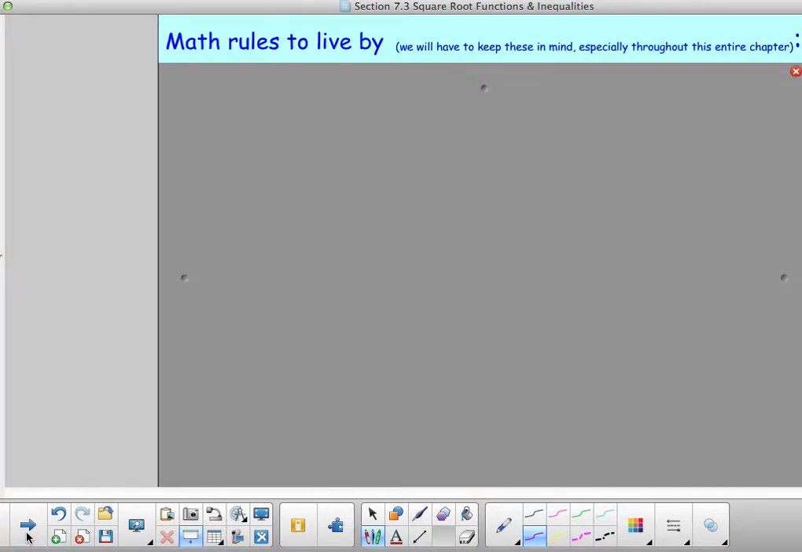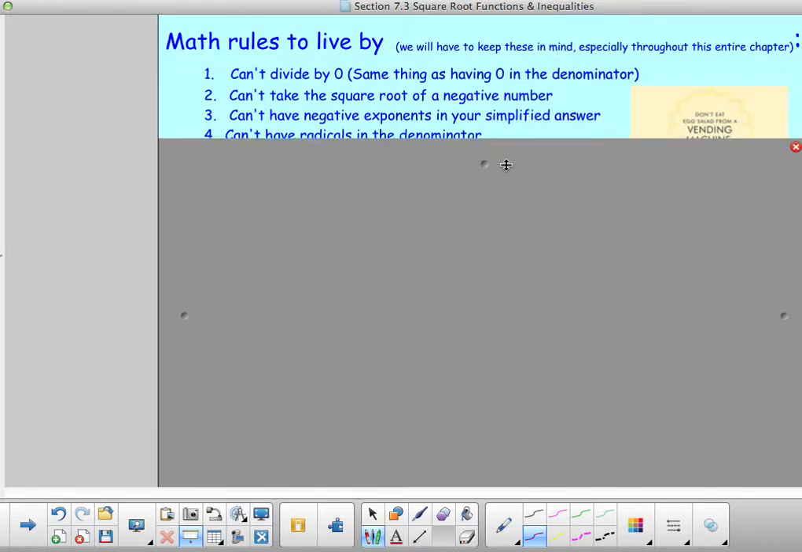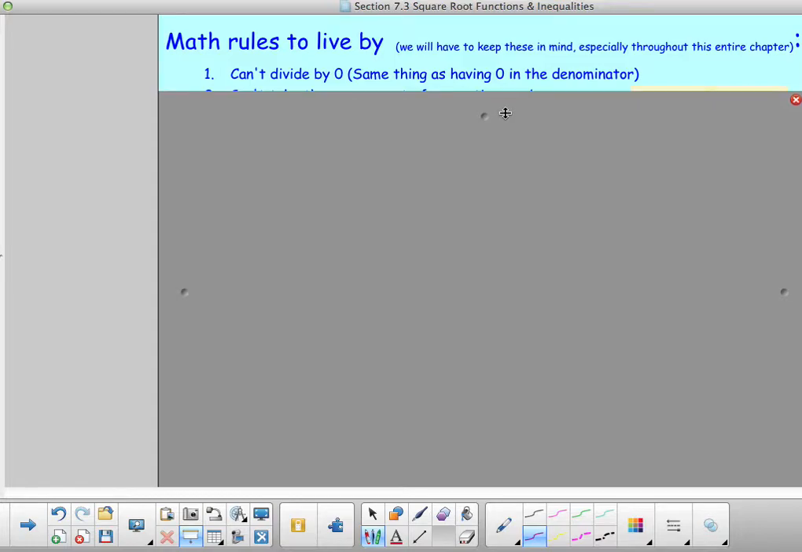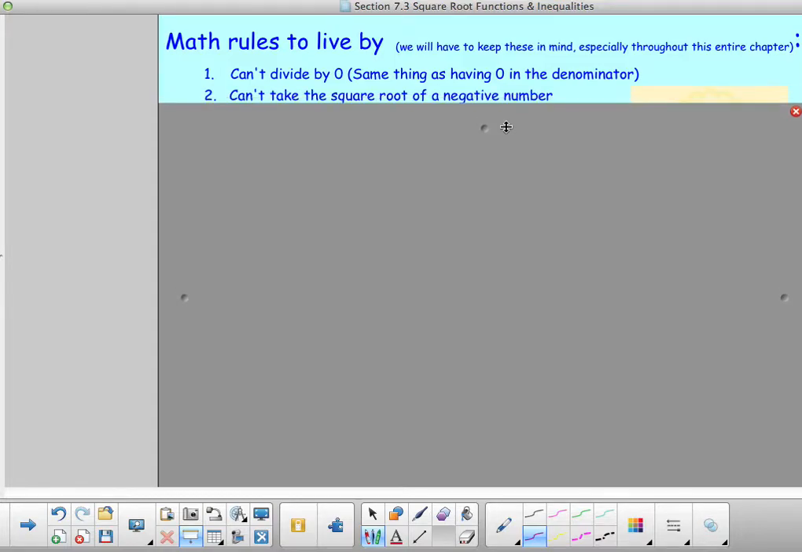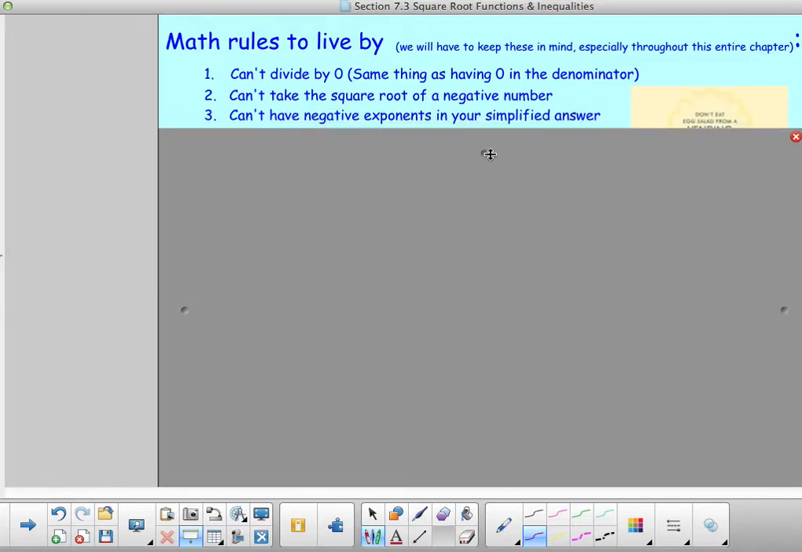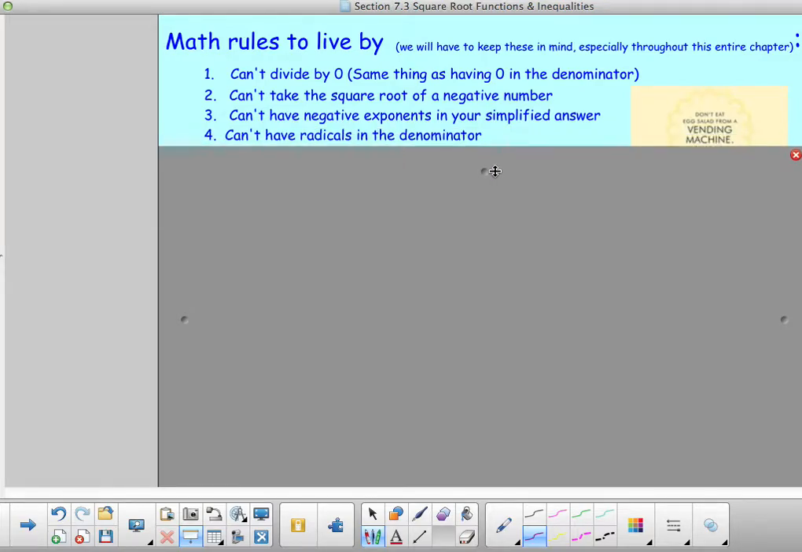So some math rules to live by. Okay, we have to keep these in mind, especially throughout this chapter. You can't divide by 0. It's the same thing as having 0 in the denominator. You can't take the square root of a negative number. You can't have negative exponents in your simplified answer. You can't have radicals in the denominator. So remember, a radical is your square root sign. Can't have those in the denominator.